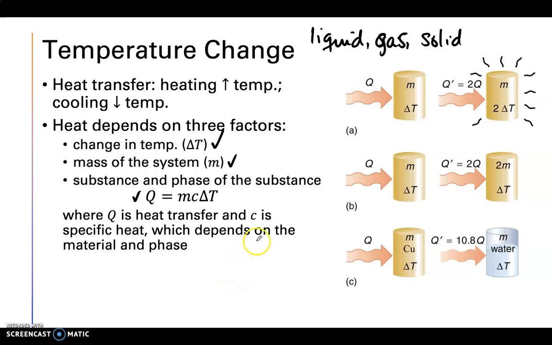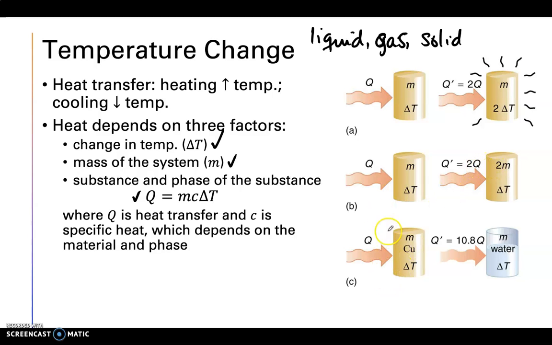We have a figure here just to show you this relationship, that our heat transfer will be different. In this first one, we have our heat, our mass, and our delta T. Now, if we take the delta T and multiply it by 2, that means our heat will be multiplied by 2. Same thing with our mass in part B. If we increase the mass by 2, then our heat will be increased by a factor of 2.